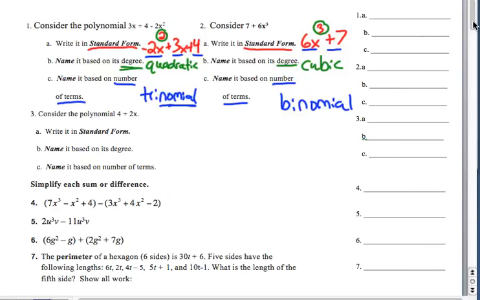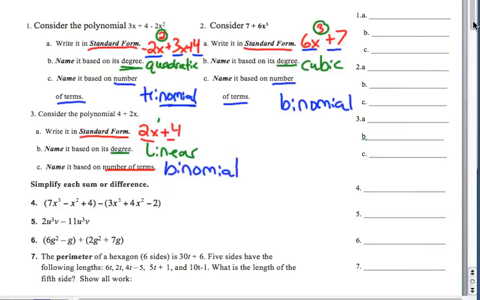And number 3, once again, same thing. Standard form is talking about putting it in order. So I need the 2x first, followed by 4. Naming it based on degree, well, this has degree 1. Degree 1 things are called linear. The naming by number of terms, remember that's your nomial one. This one, once again, has 2 terms, so that's going to be a binomial.